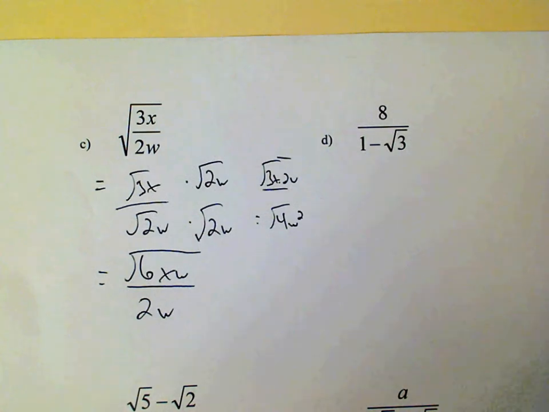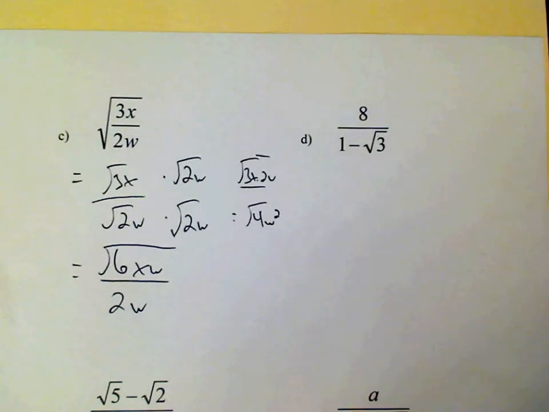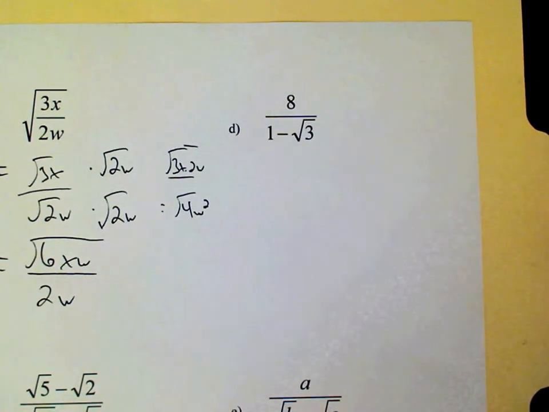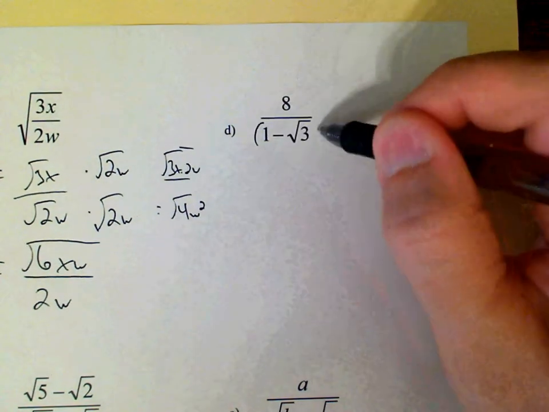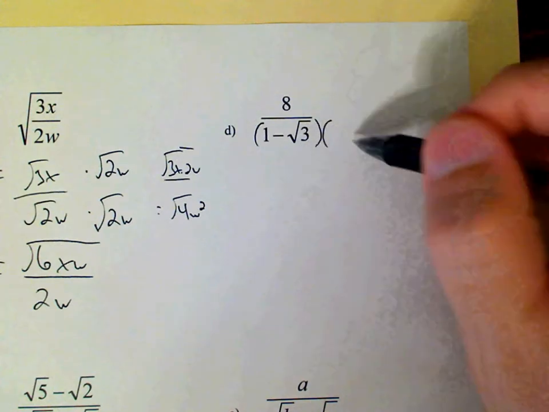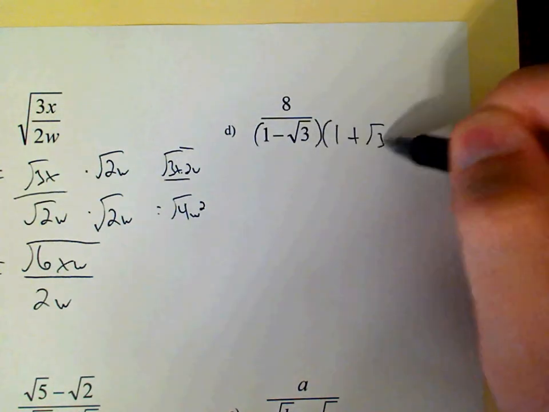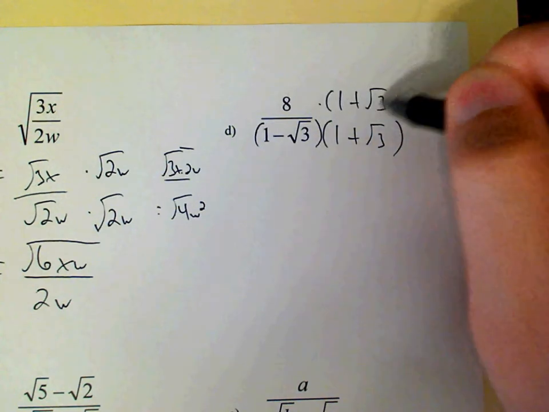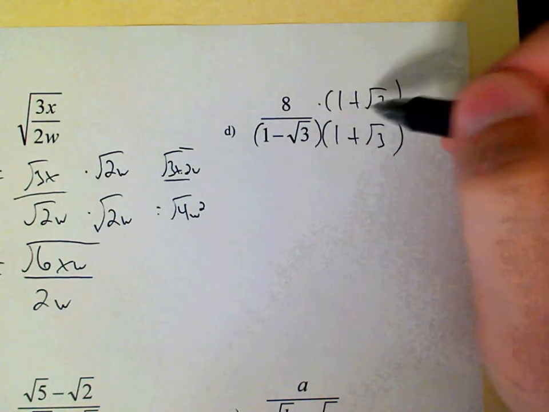Now, you'll notice on part D, it doesn't have a single term. It actually has a binomial. This is where we start using the conjugate of the denominator. The conjugate of 1 minus square root of 3 is 1 plus square root of 3. And once you do the bottom, you've got to do it to the top. So we're going to multiply the top by 1 plus square root of 3 also.